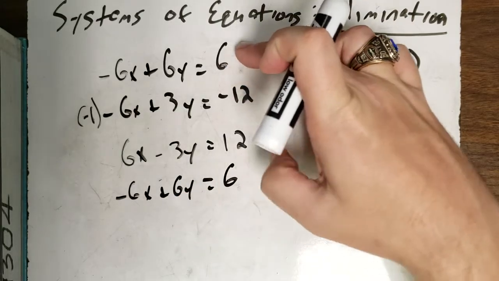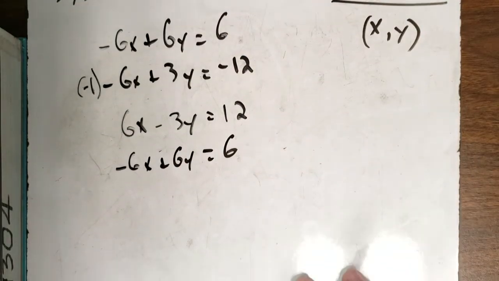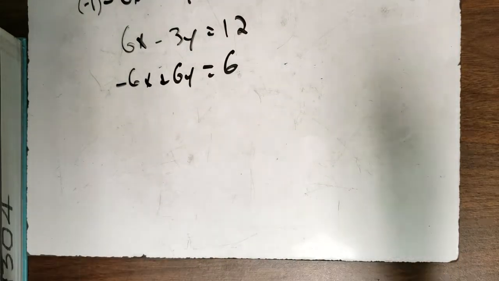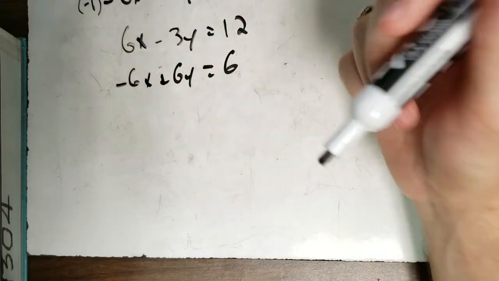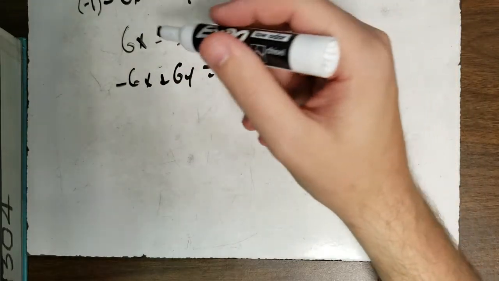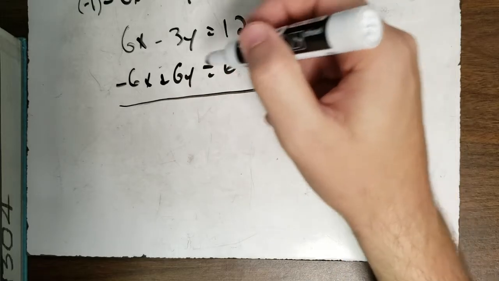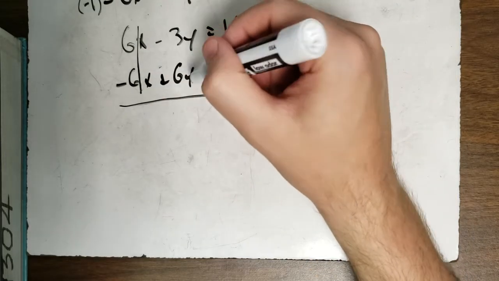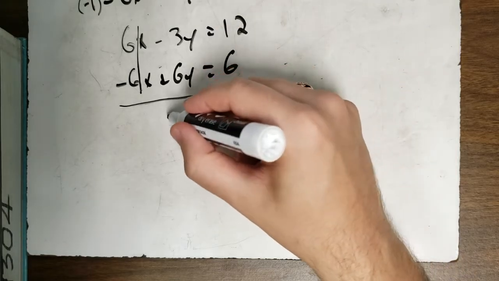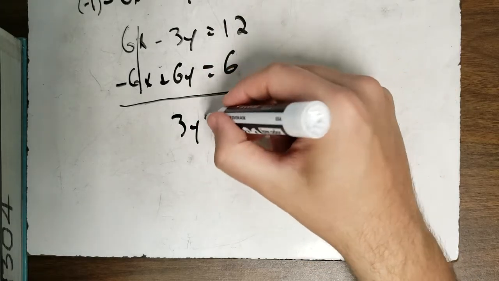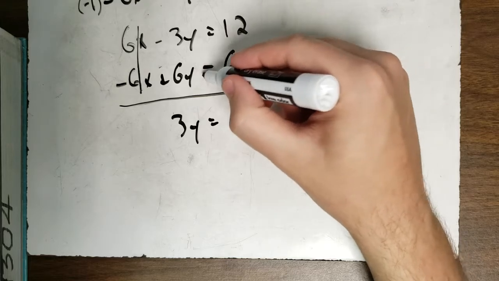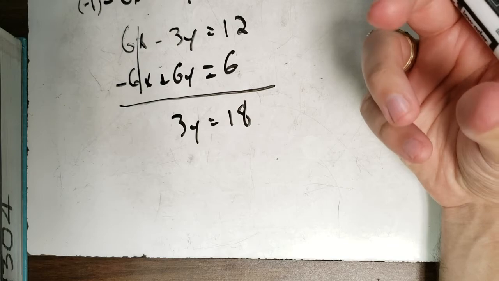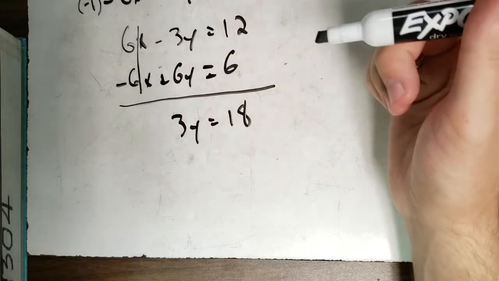Okay, so I just rewrote it down here, okay? Now, let's look here. Now we have letters that cancel out when you add straight down, and that's what we wanted, okay? So let's take, adding everything straight down, that cancels out. Negative 3y plus 6y gets us a positive 3y, and 12 plus 6 gets us 18, okay? So we're just combining these things straight down, okay?